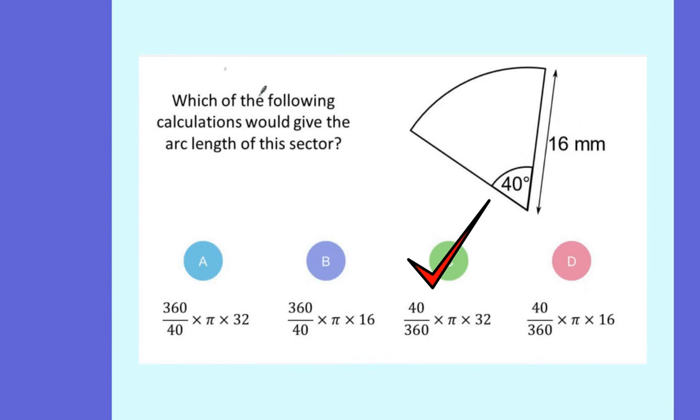For the next question, the calculation that would give the arc length, so this length here, of this sector, well, the fraction of the entire circle that I have is 40 degrees out of 360. Then we find the circumference by doing pi d, or 2 pi r. Here, my radius is 16, so my diameter is 32, so I've got 32 pi. So the correct answer is C.